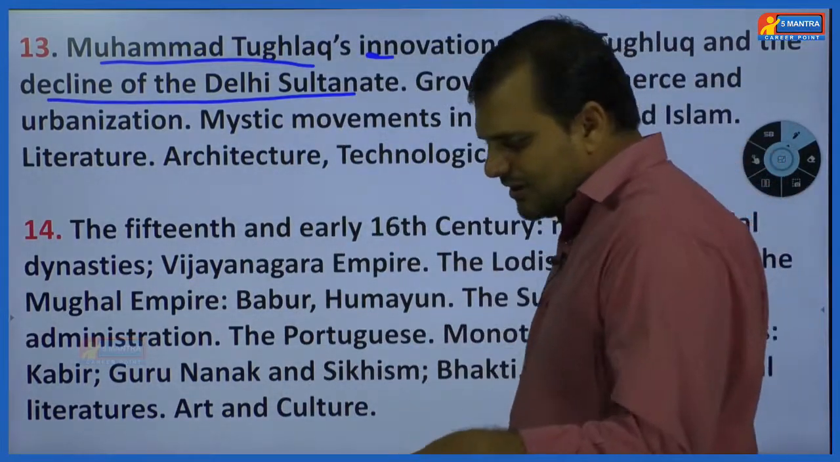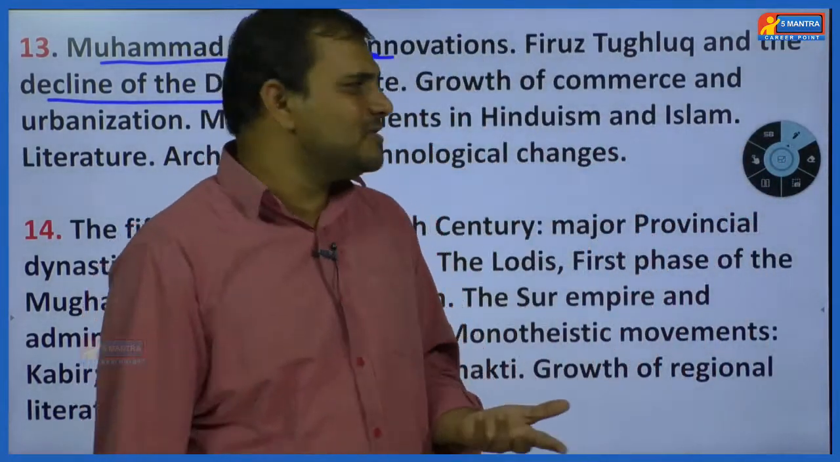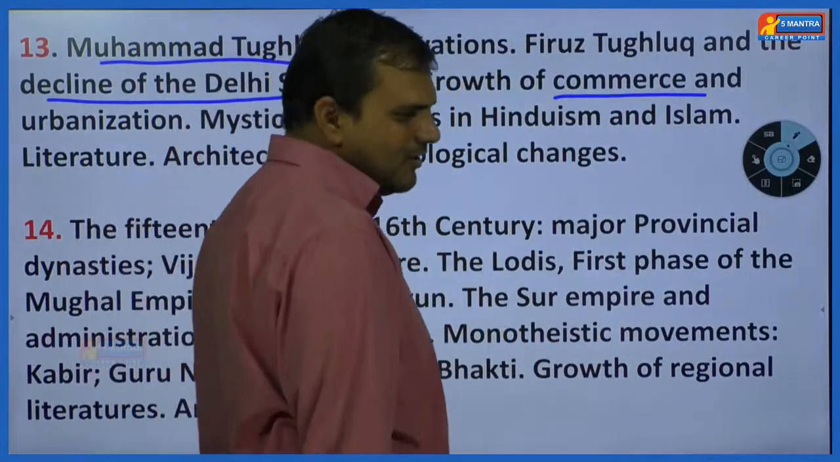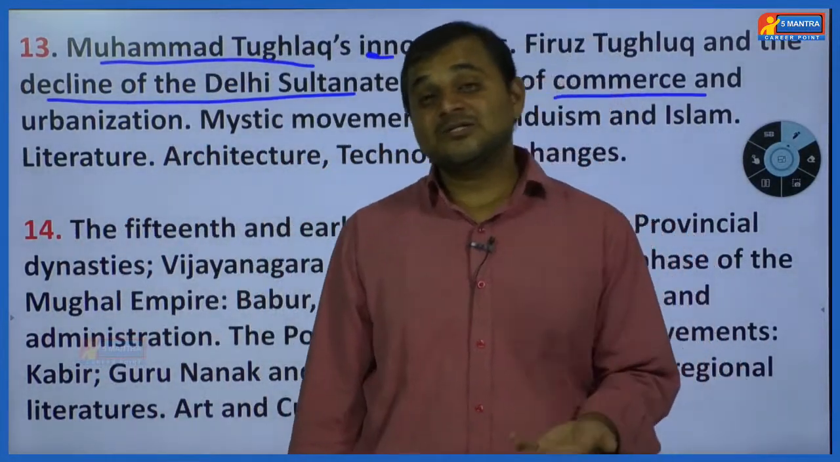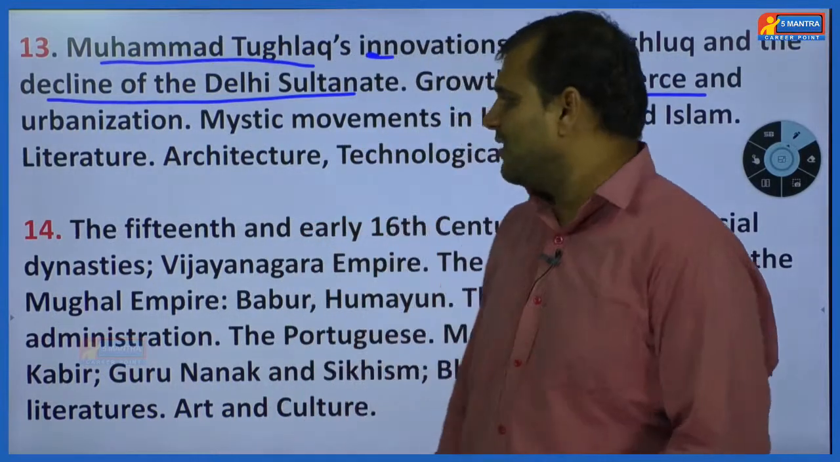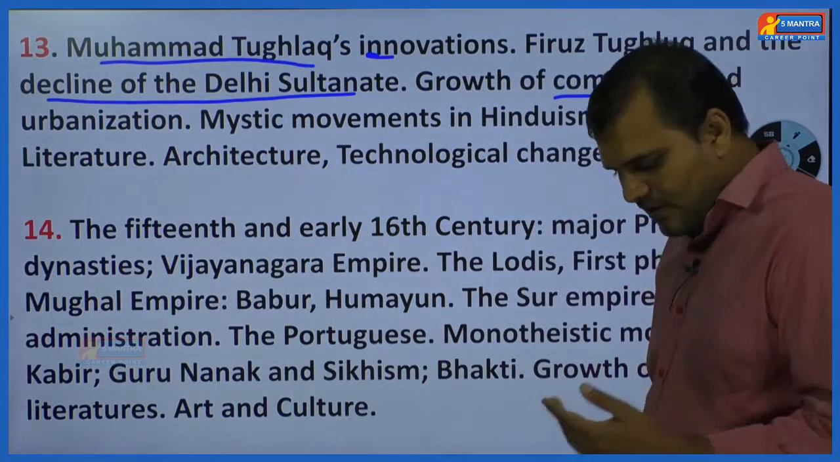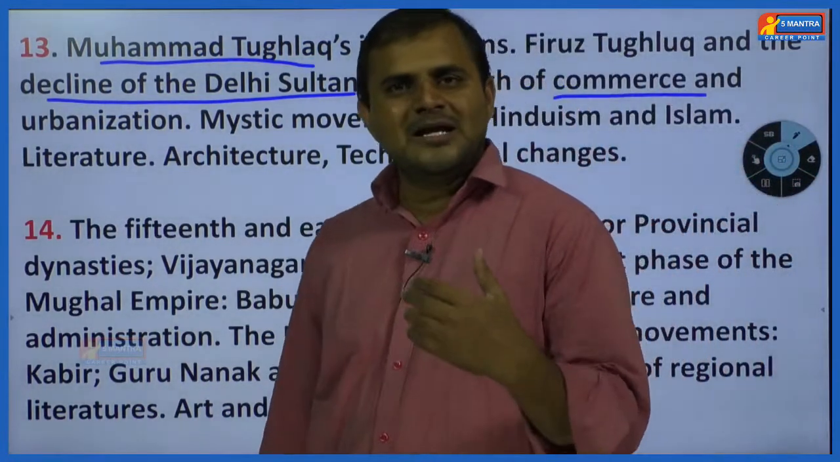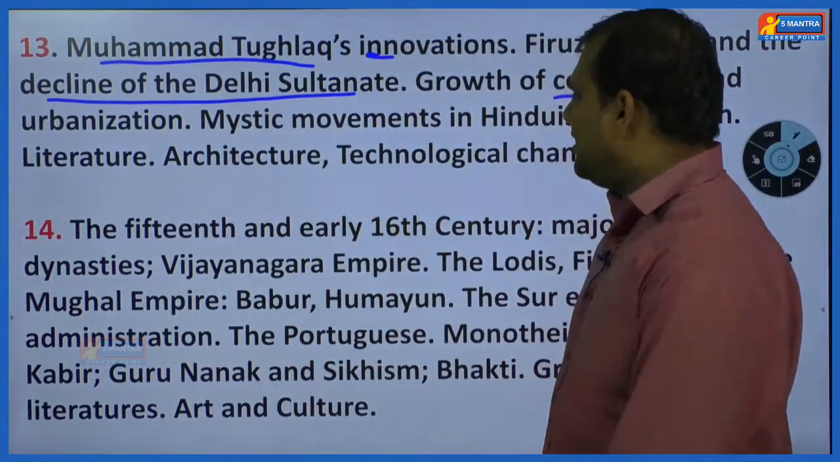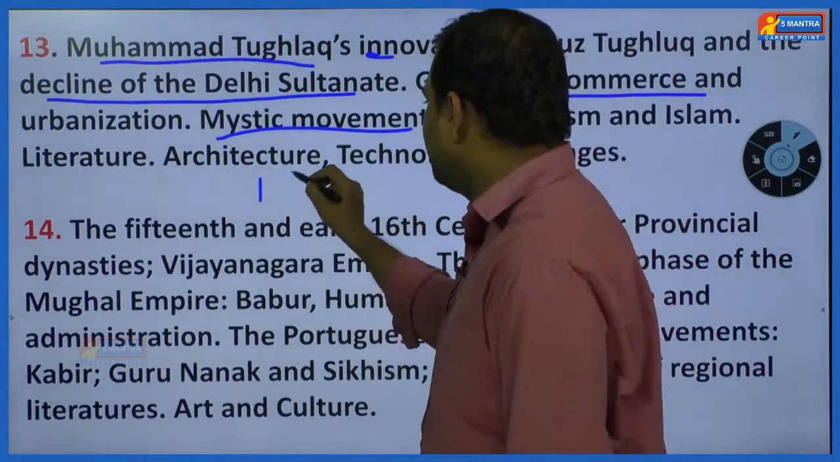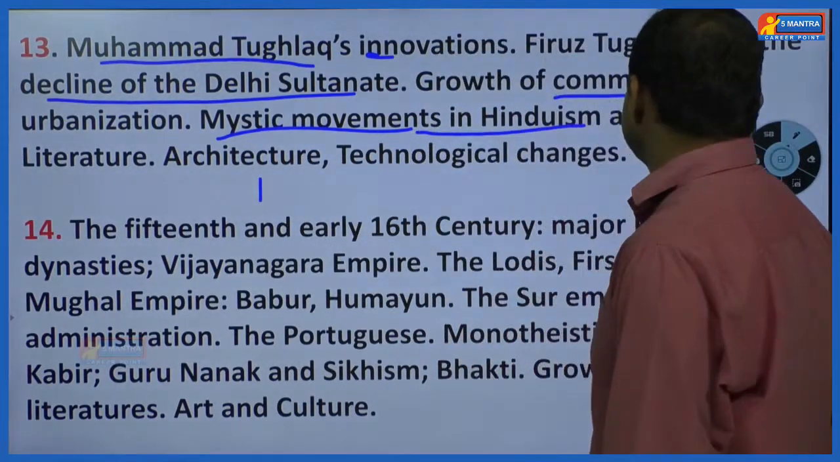Okay, during Delhi Sultanate, what is the position of the economy? What is the position of trade and commerce? Trade and commerce and the development of cities, destruction of cities. Okay, Taimur destroyed Delhi during Nasiruddin Muhammad, right? And mystic movements means Bhakti movement and Sufi movement. Mystic movements in Hinduism and Islam.